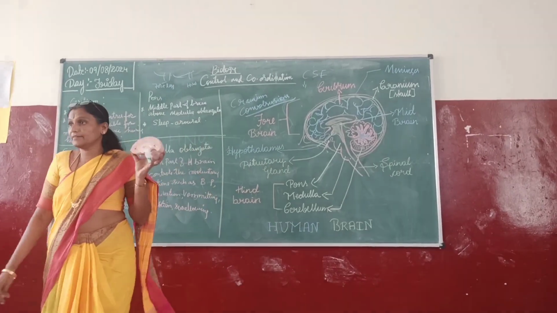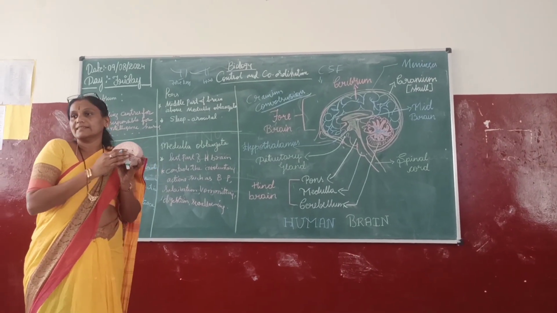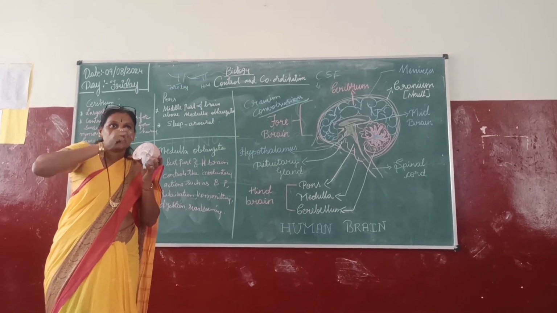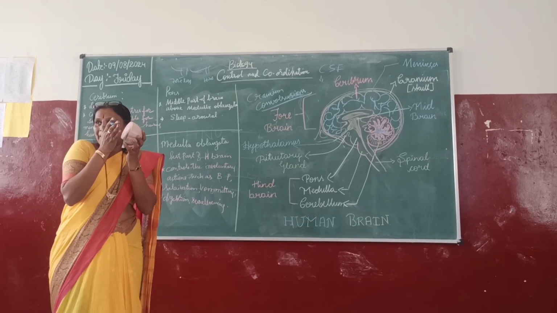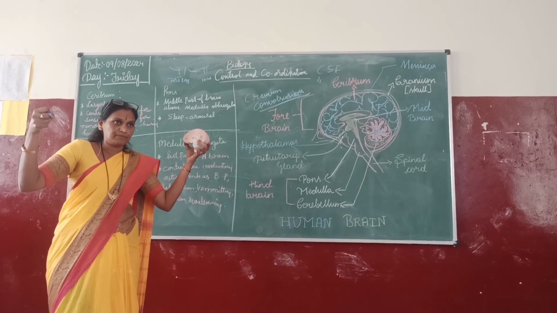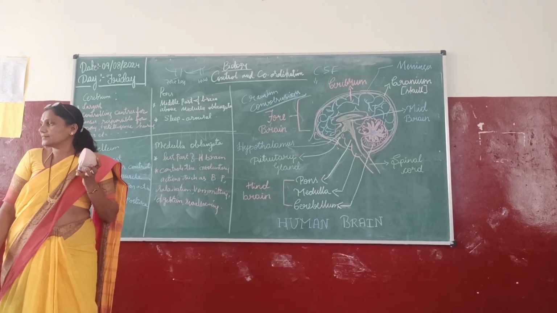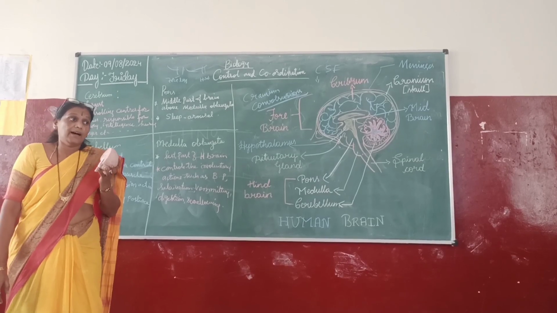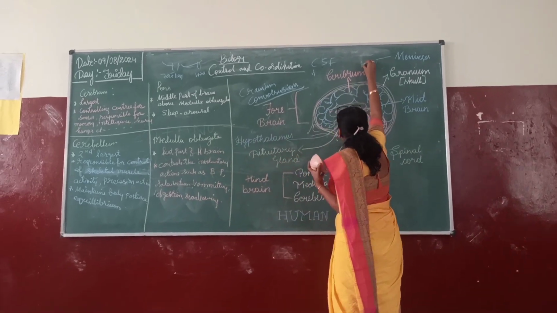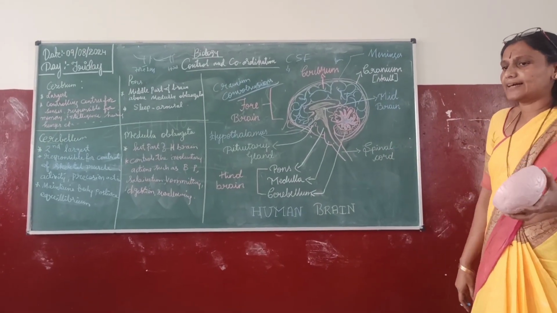These convolutions increase the surface area of the brain. You might have seen a spring, children. As it is coiled, it can be placed in a very small place. When it is expanded, it becomes bigger, isn't it? So these convolutions increase the surface area of the brain. And this cerebrum is the largest part of our brain. Which is the largest part of the brain? It is the cerebrum.